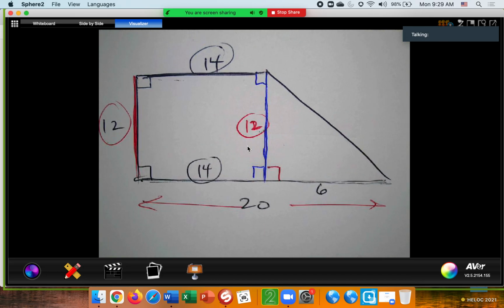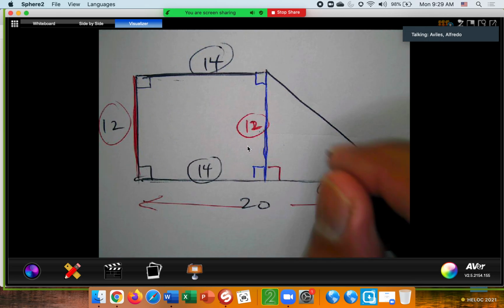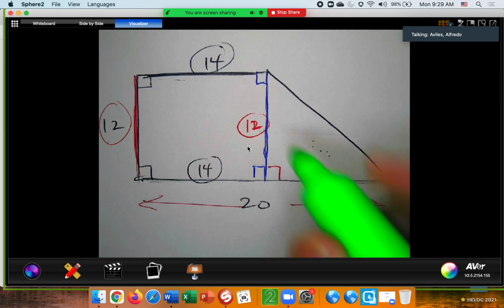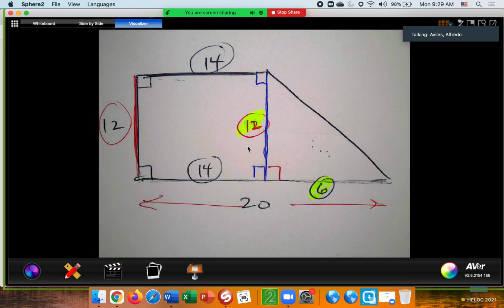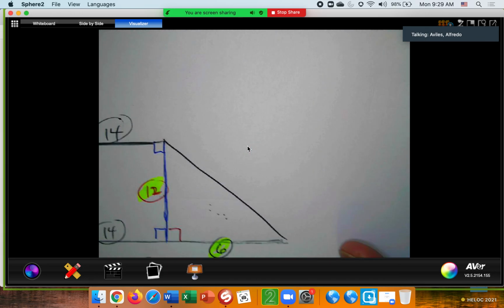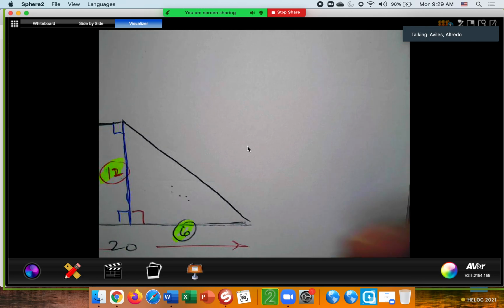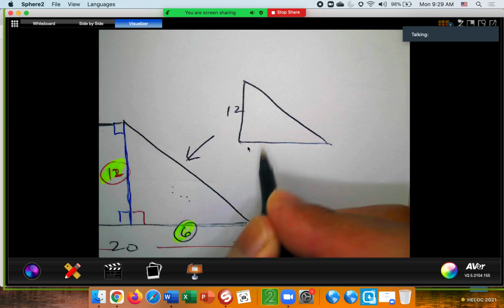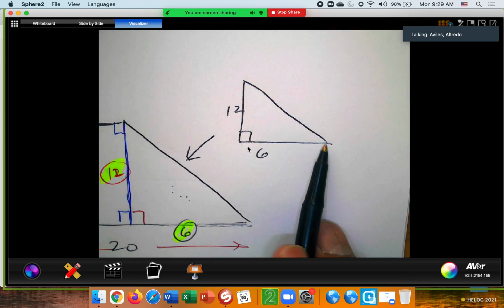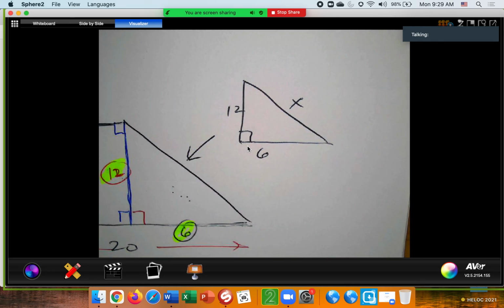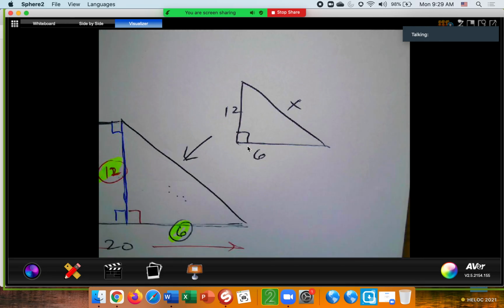Yeah? And then there you go. That's the main thing I need, right? I need two sides of a right triangle to be able to find the third missing side. So now you would just look at and focus on this triangle here, which is 12, 6, and then you find the missing side. They're going to ask you for this one. Okay, let's move on.